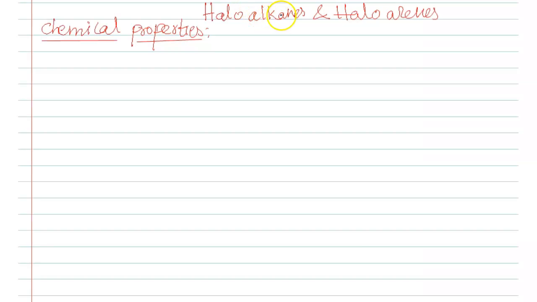Students, in haloalkanes and haloarenes, today we are going to discuss chemical properties. Normally the haloalkane general formula is RX. R means any alkyl group, which starts with carbon only. Carbon is a fourth group element. In the case of X, X means halogens. Halogen is a seventh group element.